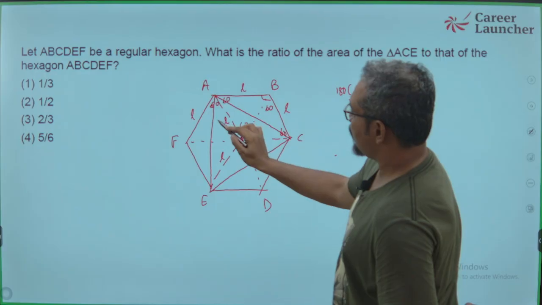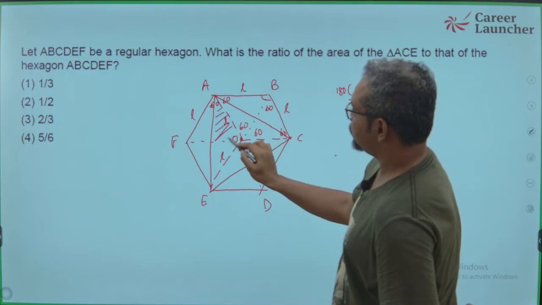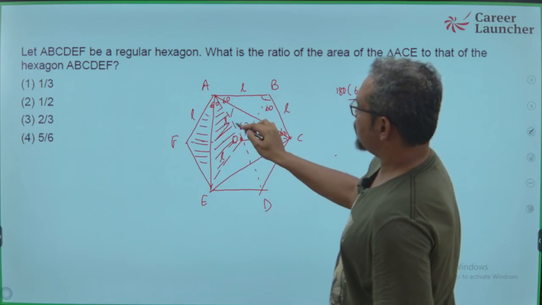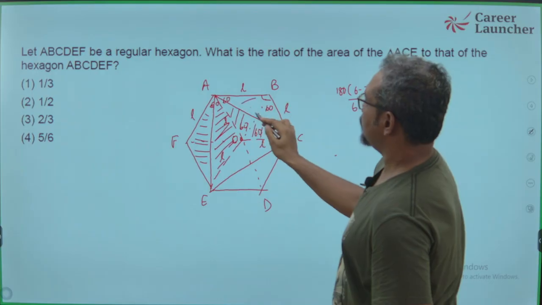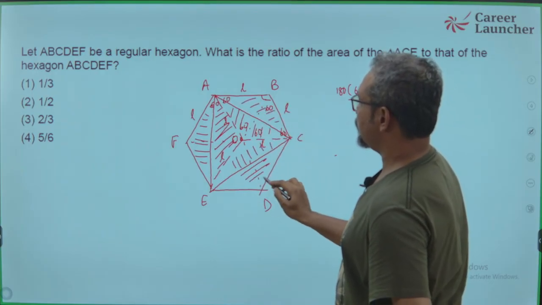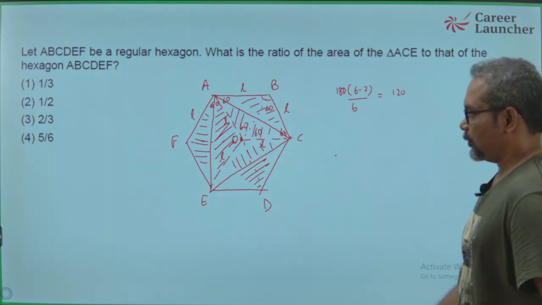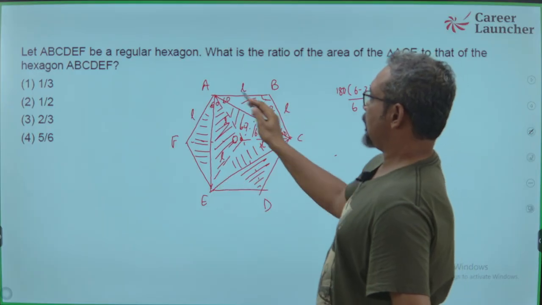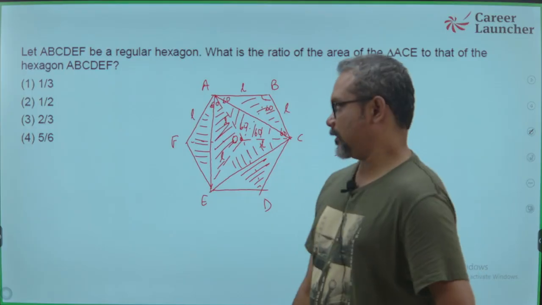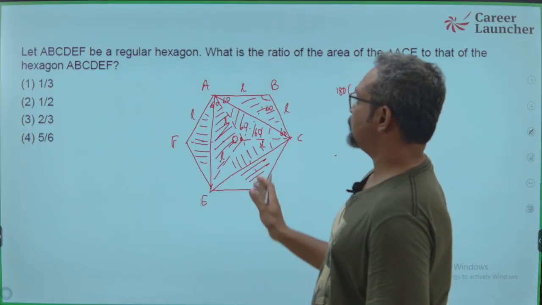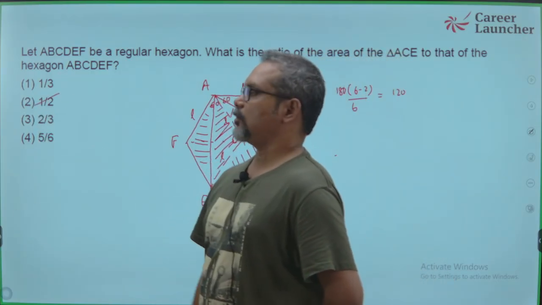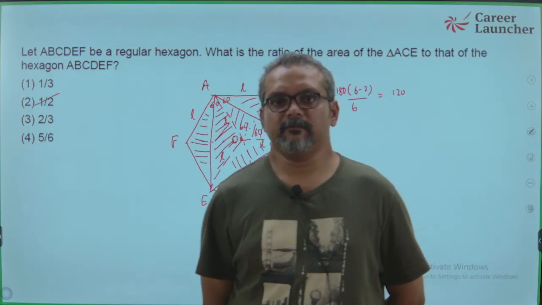So basically we have this triangle equal to this triangle. Again this triangle equal to this triangle. And finally this triangle equal to this triangle. So triangle ACE is exactly half of ABCDEF without having done any calculation, just by splitting the diagram down. So the answer is the second option. I hope these were clear. Thanks for watching.